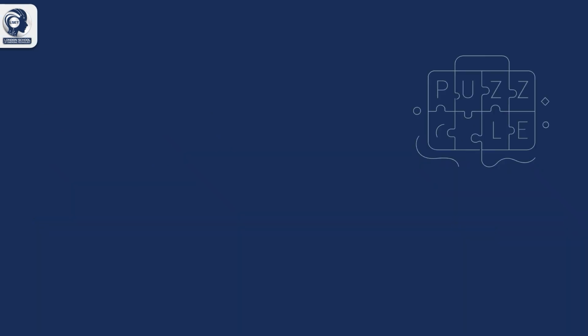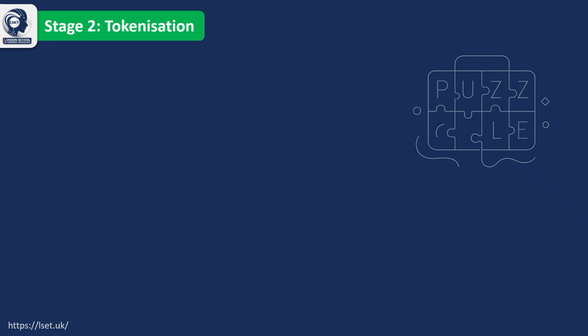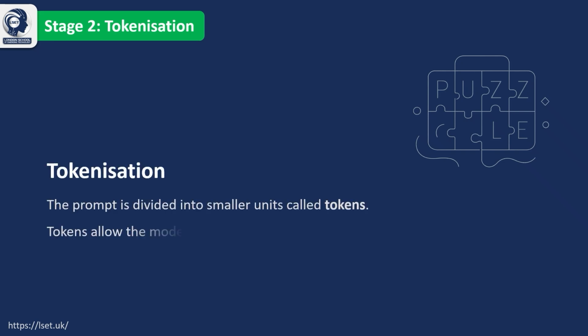Once the prompt is received, the next step is tokenization. During this stage, the AI breaks the text into smaller pieces called tokens. A token may be a whole word, part of a word, a number, or even a punctuation mark. For example, the prompt, "Explain cloud computing for beginners."